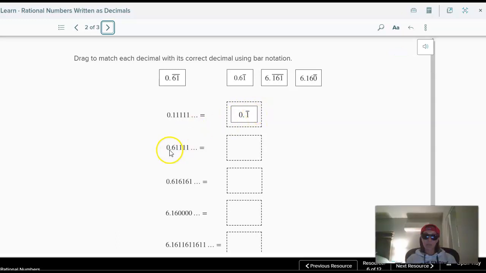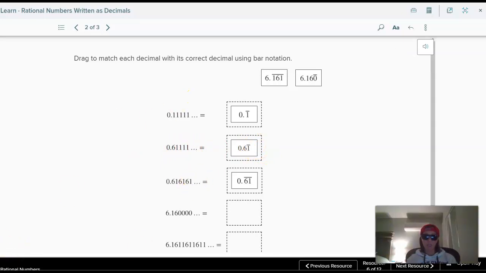Now be careful here, look at all these, and look at the difference. 0.61111, it's only the one that repeats. So we are going to use this one, versus this, where 6161 is what repeats. So here, the 61 has the line over it. So you only draw the line over the part that repeats in a decimal.